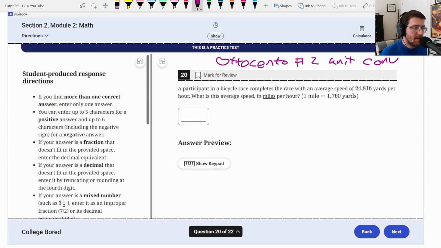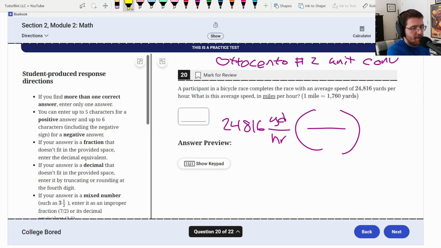Okay, question 20. I go over this in my Ottocento number 2 unit conversions, how to do the factor label method. Please, please, please just go watch that video. All right, so we've got 24,816 yards per hour, where per means divide the unit. Then I'm going to set up a conversion, and I'm going to look at this conversion they give me. And I notice I don't need to worry about the time. That's really convenient because you see how they're both in an hour, so I don't need to worry about that. That's good. Some of the harder questions in Module 2B will make you do that, so be on the lookout for that.